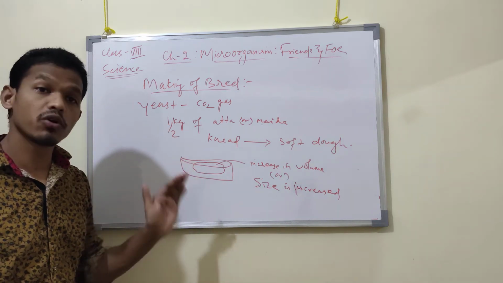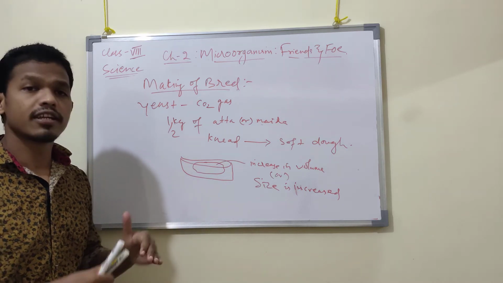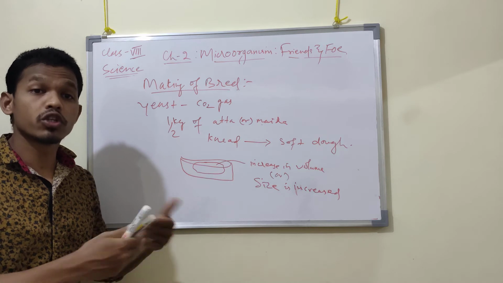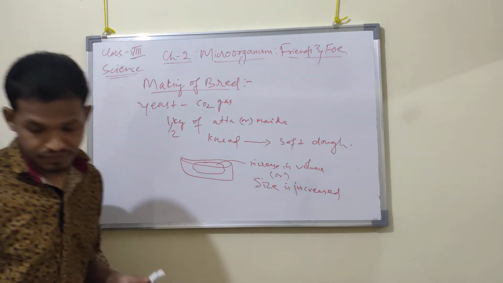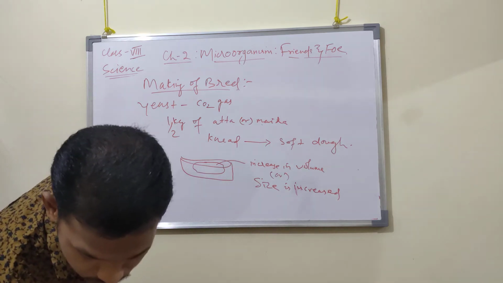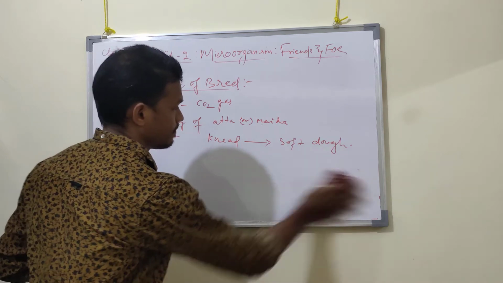Bacteria are used in making curd. Microorganisms or bacteria are also used for various other purposes. Next we will study the commercial use of microorganisms.